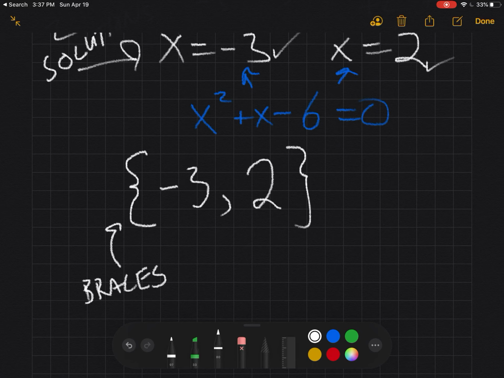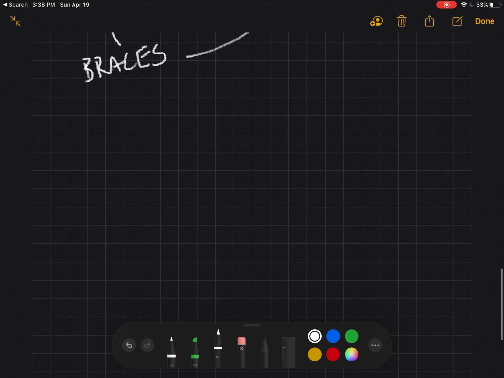So then our solution for this equation, we have two solutions. And I want you guys to practice writing them like this. We have the solution negative 3 and the solution 2. These are called braces. And this is a way that you can write a solution when you have more than one. And we're saying x could be negative 3 or it could be 2. They're both going to work here in this case.